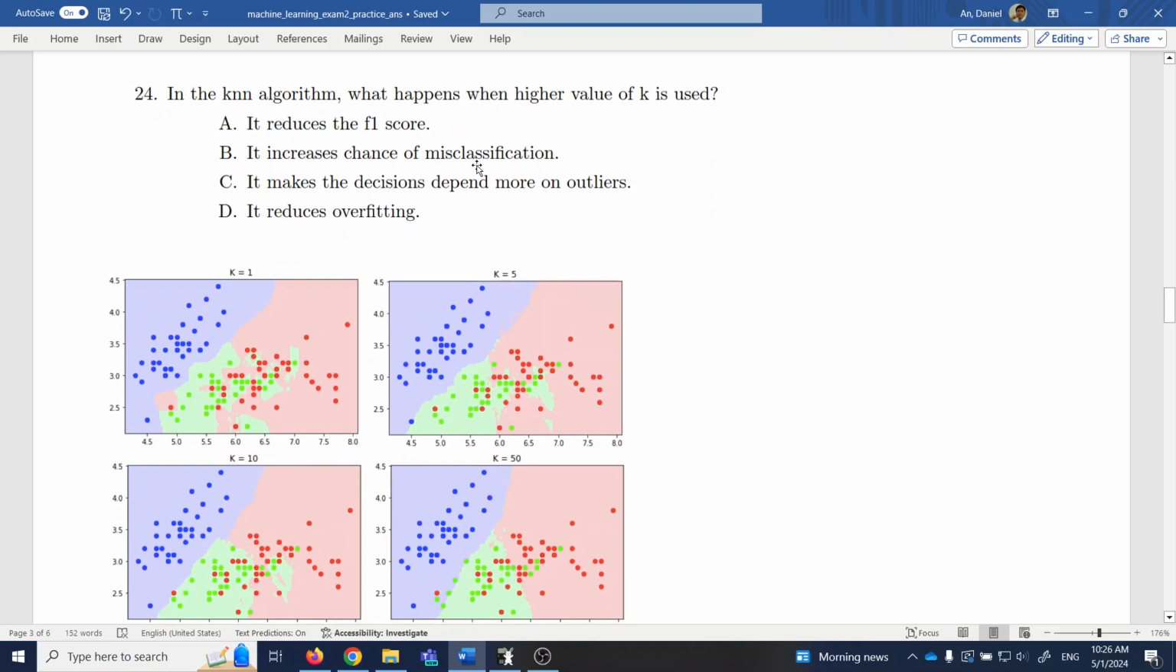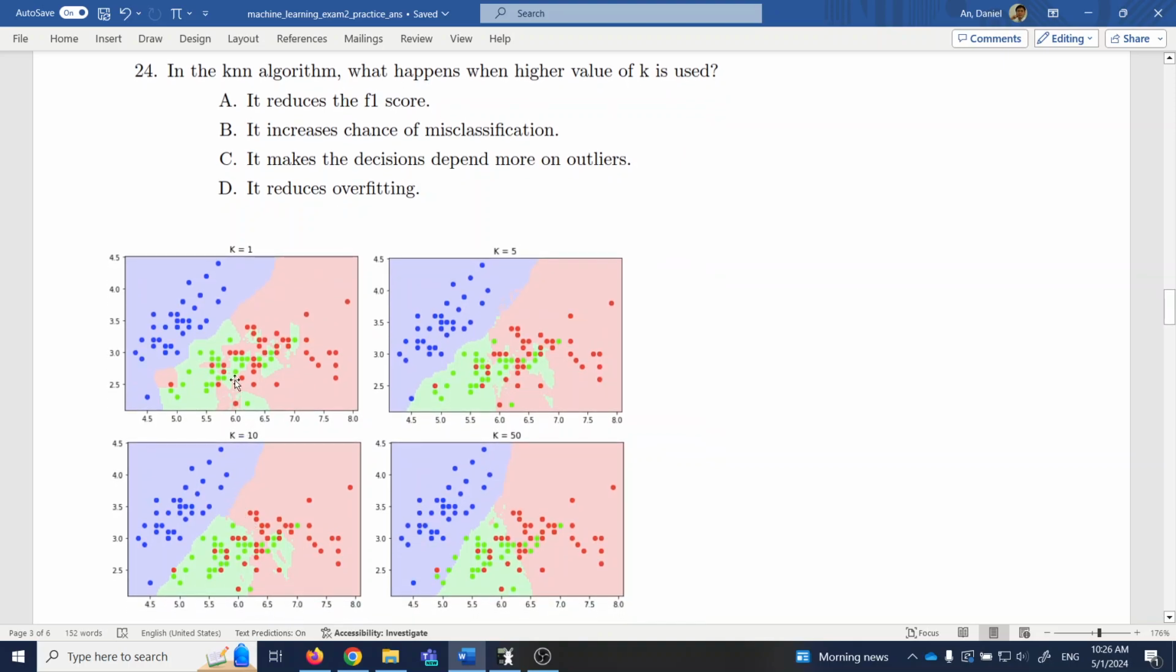In the KNN algorithm, what happens when a higher value of k is used? This is a picture I just copied from the web, and it shows you what happens when higher values of k are used. You can see that when k is small, your decision boundaries are fractured and very rough, whereas if you increase the k value, it becomes smoother.